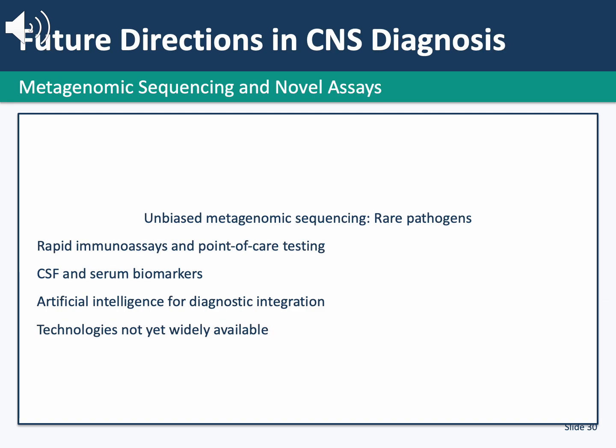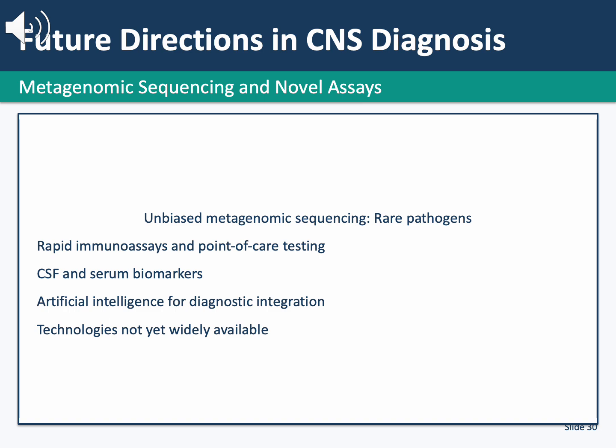Emerging diagnostic technologies promise to improve the diagnosis of CNS infections. Unbiased metagenomic sequencing can detect rare or unexpected pathogens not included in standard multiplex PCR panels. This technology may be particularly useful for patients with negative standard testing but persistent clinical suspicion. Rapid immunoassays and point-of-care testing may allow faster diagnosis in resource-limited settings. Biomarkers in CSF and serum may help differentiate bacterial from viral infections and predict outcomes.